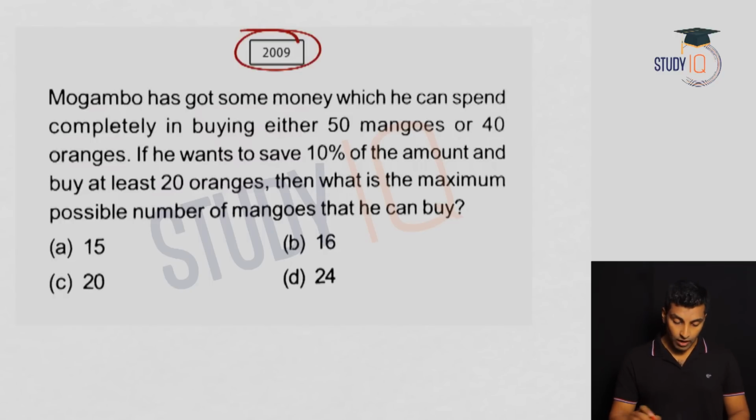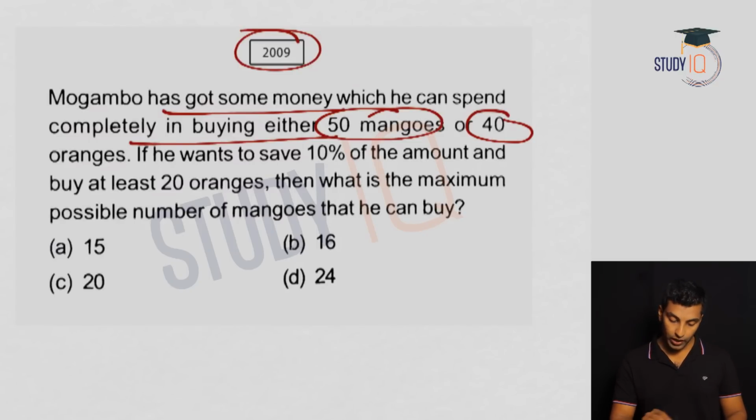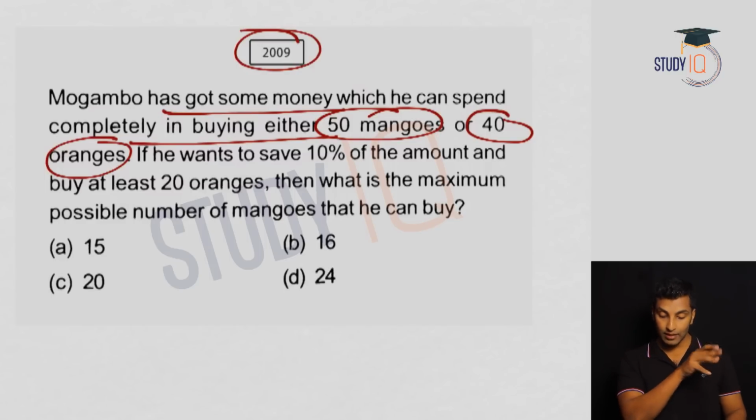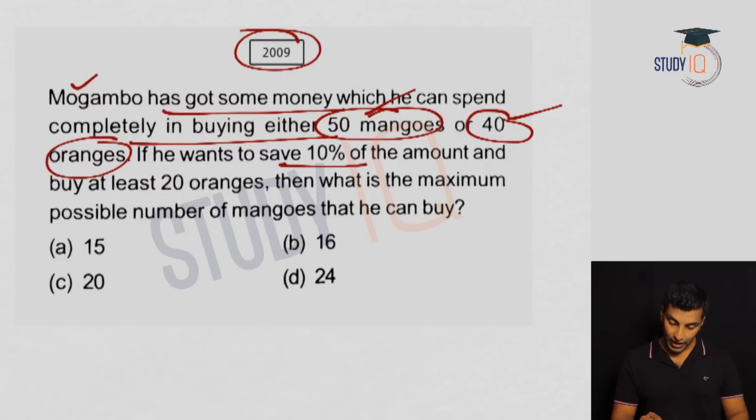Okay, how will you solve this? What is given? A person had got some money which he can spend completely in buying either 50 mangoes or 40. See, the same question we have solved 3 times, right? This is the 4th time the same question is being asked. Only the name was changing. This remained the same. This remained the same. He wants to save 10%. That is also the same. And see, here there is a difference, but the answer and the question and the pattern, everything was the same.